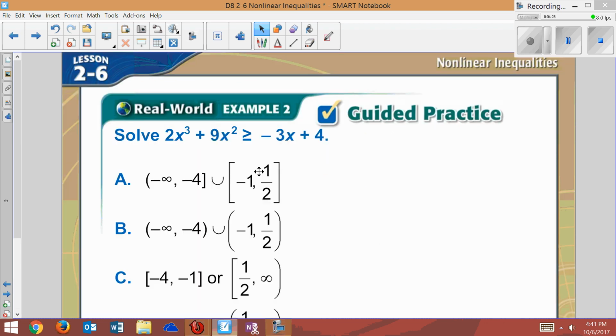Here's one for you to try. Again, I would just recommend F1, F2, and come up with a reasonable window.